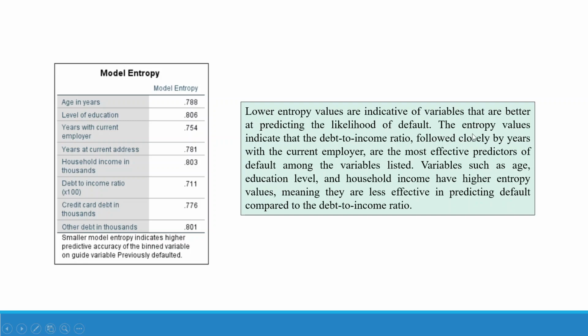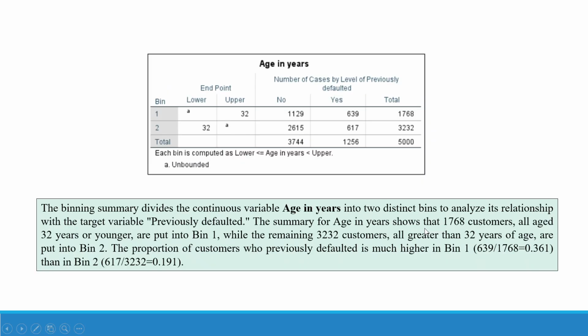The entropy values indicate that the debt to income ratio, followed closely by years with the current employer, are the most effective predictors of default among the variables listed. Variables such as age here, education level here, and household income have higher entropy values, meaning they are less effective in predicting default compared to the debt to income ratio. Next is age in years.